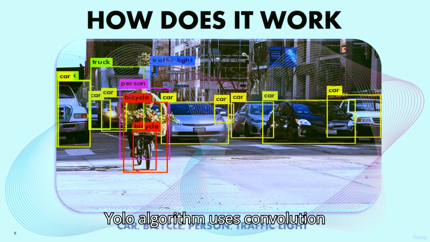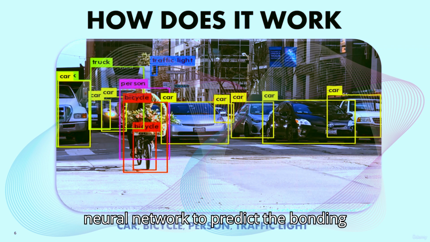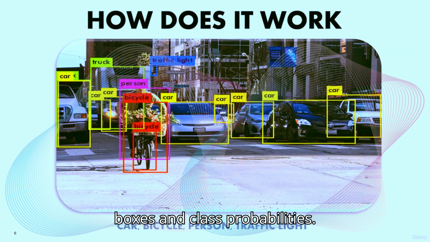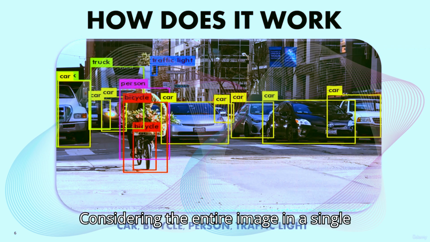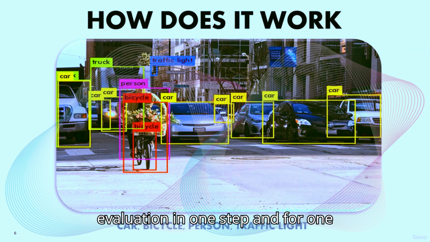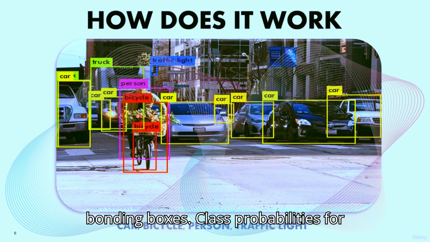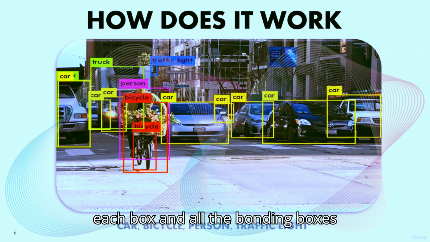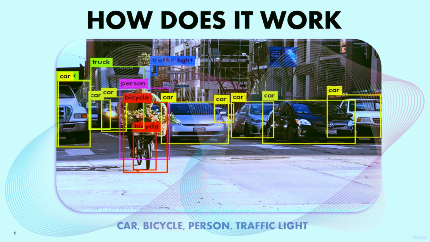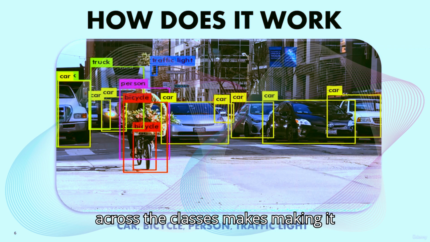The YOLO algorithm uses a convolutional neural network to predict the bounding boxes and class probabilities, considering the entire image in a single evaluation, in one step. YOLO predicts multiple bounding boxes, class probabilities for each box, and all the bounding boxes across the classes, making it a one-stage object detection model.